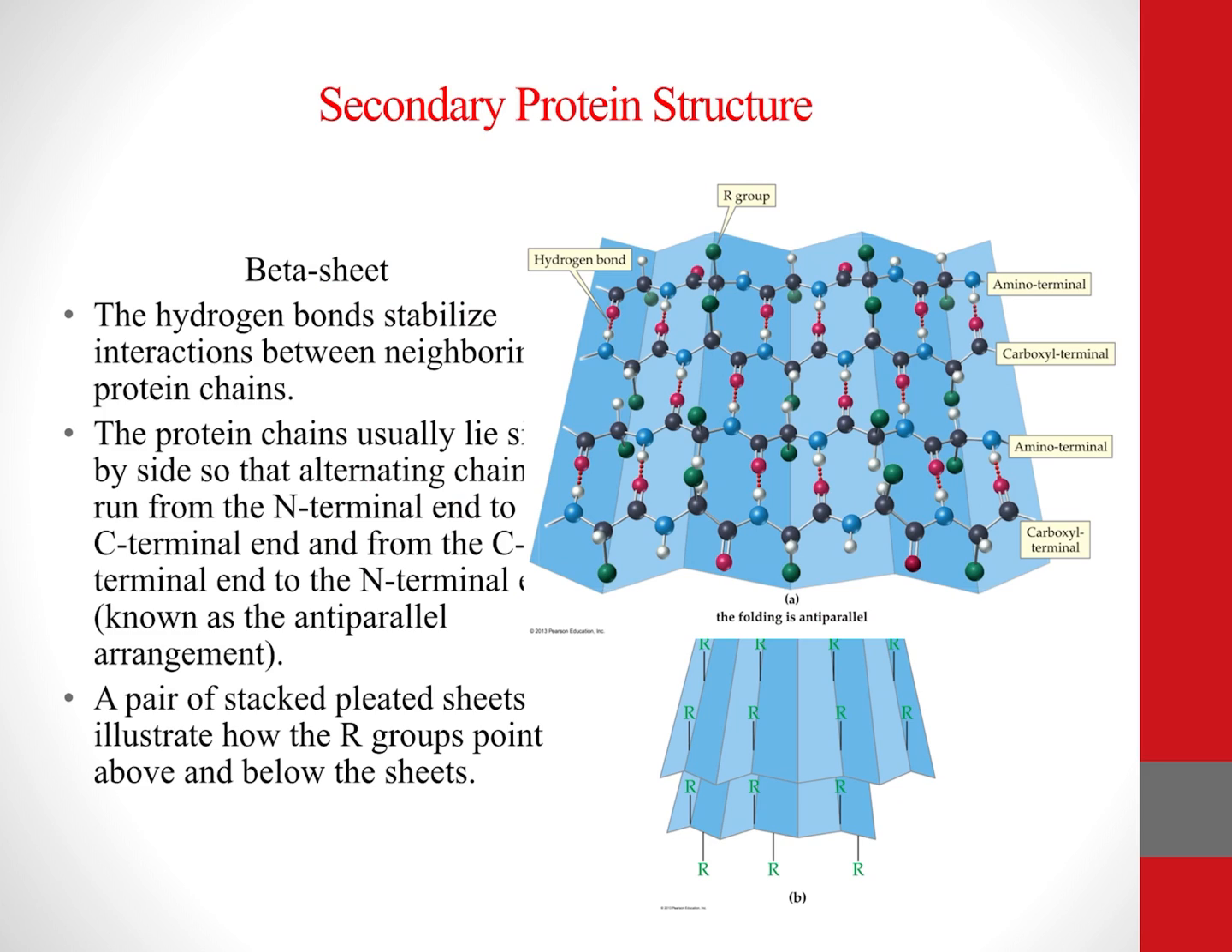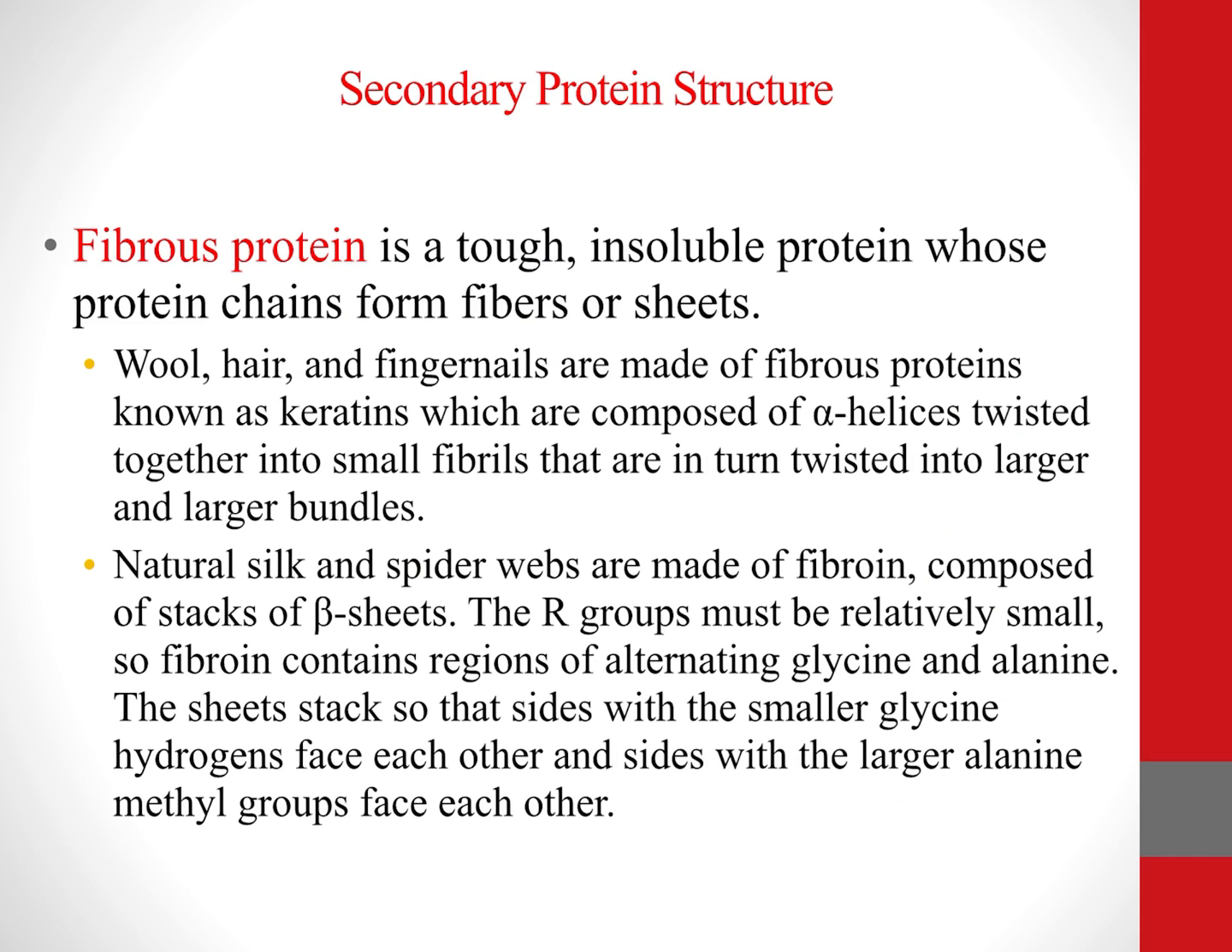Also, the R side chains are either on top of the beta sheet or below the beta sheet. So in that bottom picture, you can see the R's either sticking up or down from the beta sheet. So these are the two structures that are possible in a secondary protein structure. So you either have the alpha helix or the beta sheet.